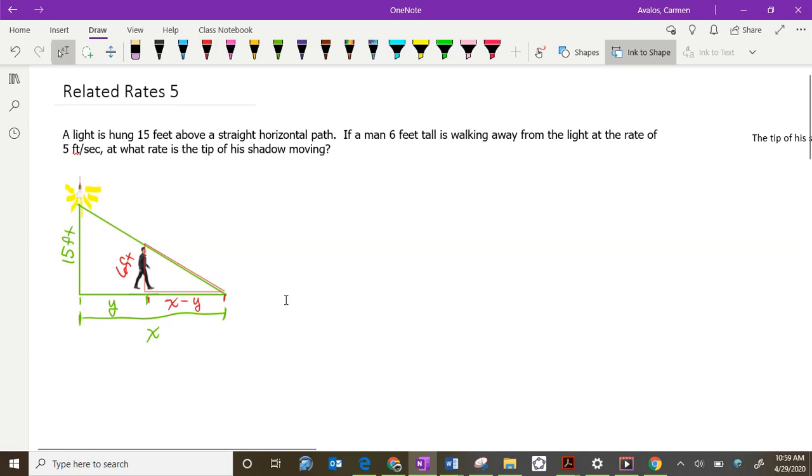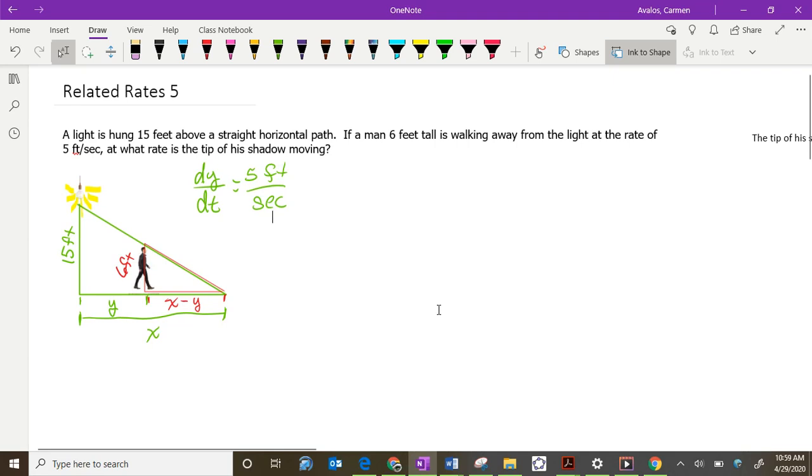Now we could write down a proportion, but we also know the rate at which he is walking away, 5 feet per second. That means that dy/dt is equal to 5 feet per second. That's that distance right there. Okay, so now we're going to set up a proportion.